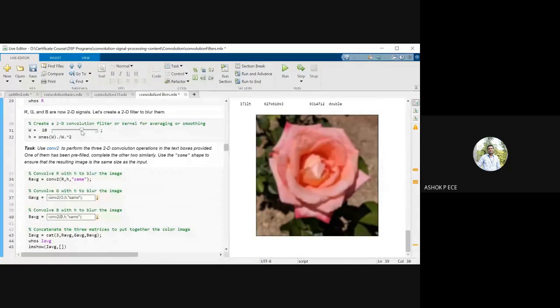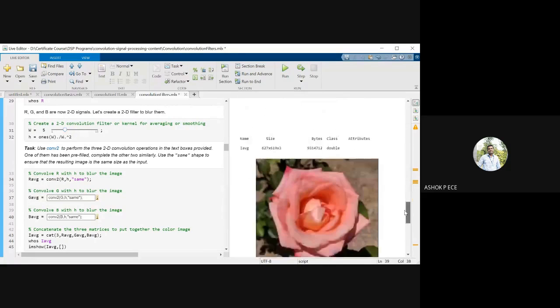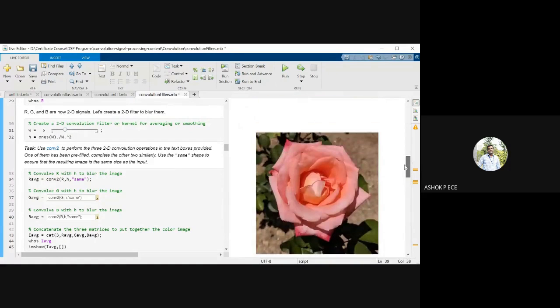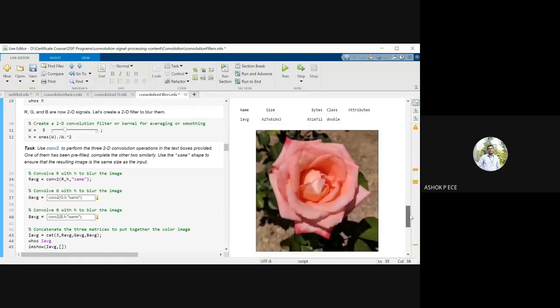I keep it at 5. We did not have much blurring at 5, right? So we run and see what the blurring is at 5. Original image, somewhat blurring is there. This original image is very sharp and this image has blurring. So as you increase the kernel size, you can see the image getting blurred.